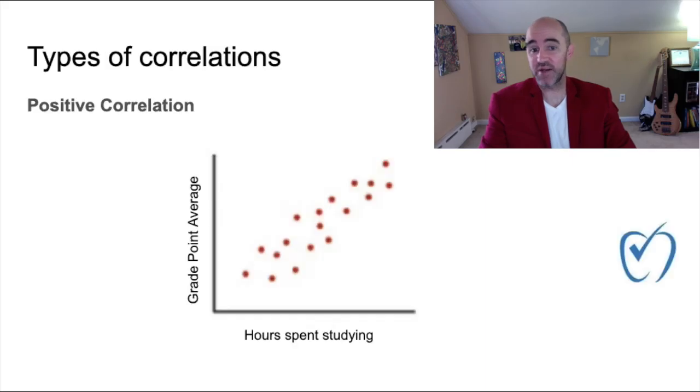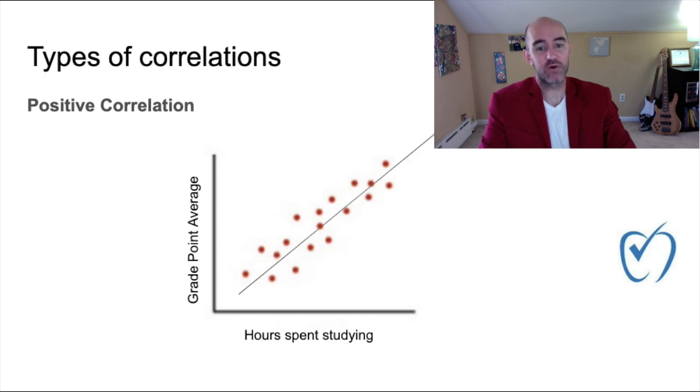Okay, so here's how we describe correlations. One is that we have positive correlations. That means that as one variable goes up, so does the other variable. In this case, the hours you spend studying go up, your grade point average goes up. Not necessarily because of the hours you spend studying. We're not saying that it causes it, maybe. We're just saying that as one variable goes up, so does the other one.